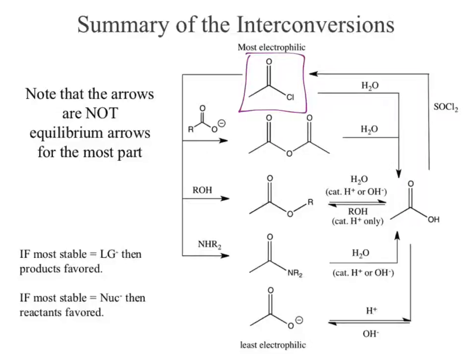I can go from the acid chloride to an anhydride. I can go to an ester. I can go to the amide. Guess what? From the acid chloride, I can go anywhere or be anything.